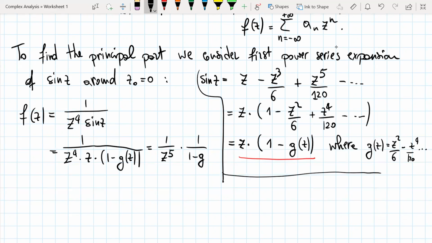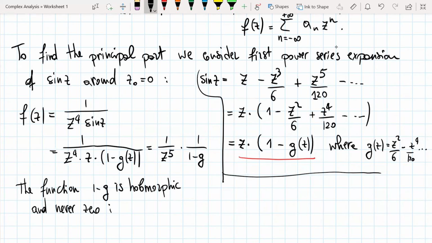So what do we know about this function 1 minus g? We know that the function 1 minus g is holomorphic and never 0 in the disk of radius pi and center 0. So in the disk D(pi, 0). Why is that so?